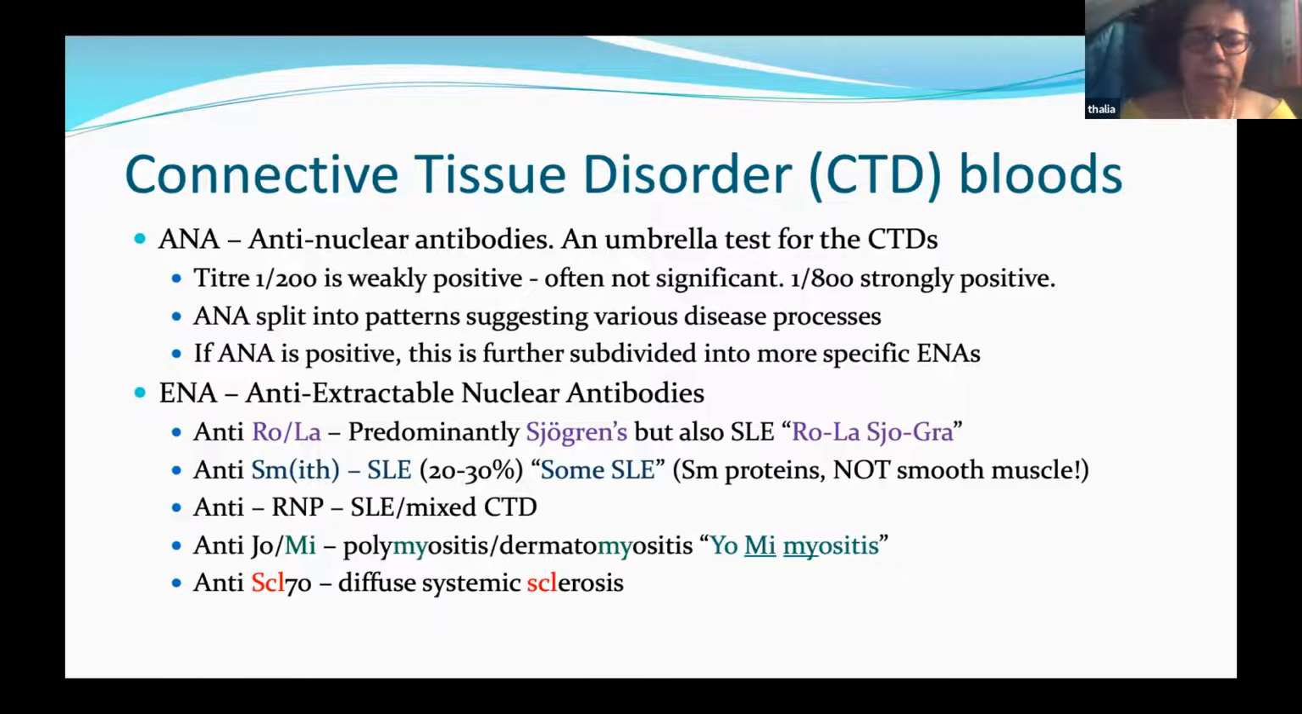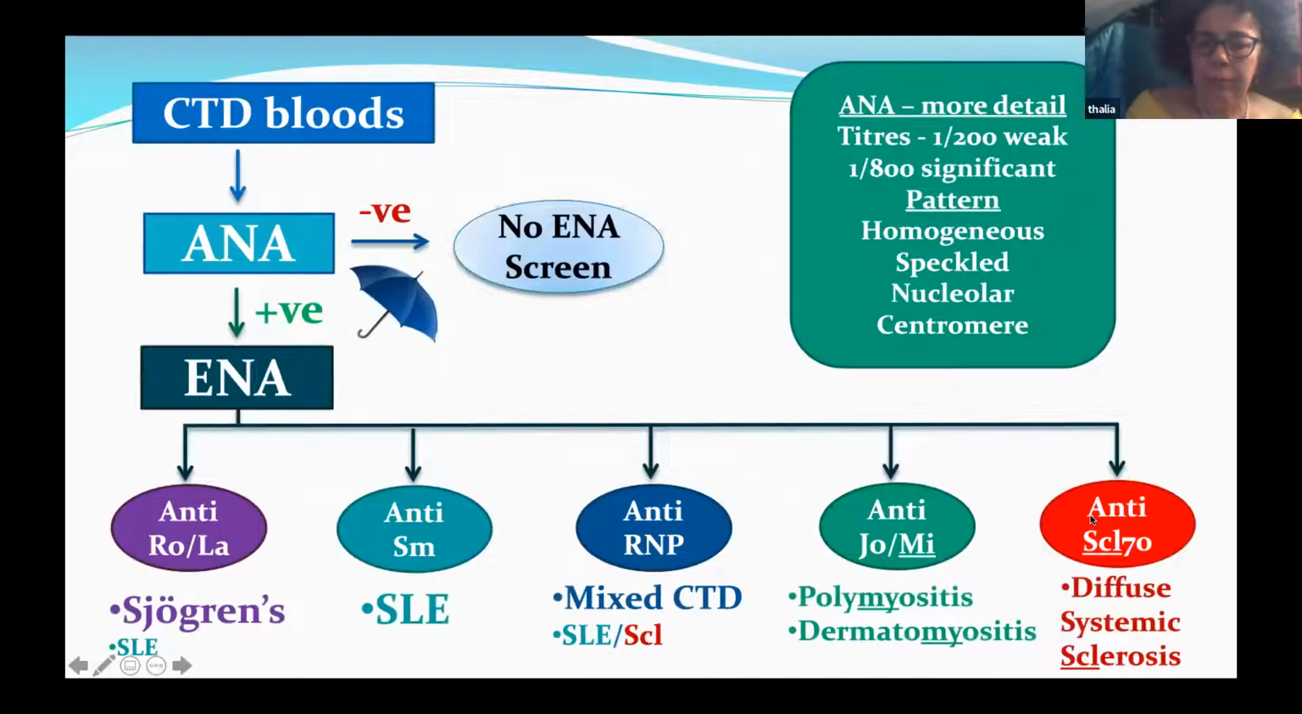Anti-Jo antibodies, we see them in polymyositis and dermatomyositis. And the SCL70, we see them in systemic sclerosis. This is a graphic representation which I kept because I thought it actually includes everything.